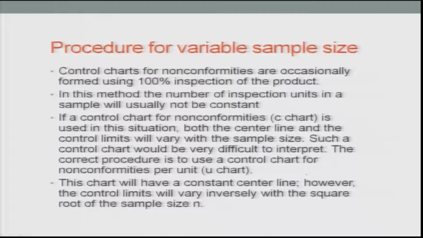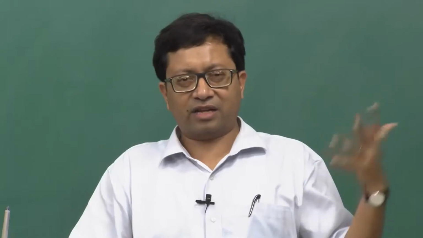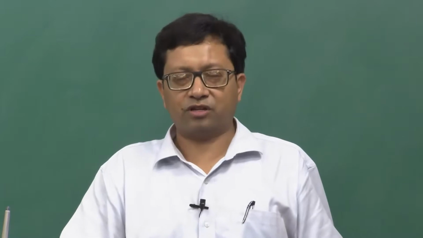As the sample size changes, obviously the central line and the upper and lower control limits would change, because the upper and lower control limits depend on the central line, based on which we will need to recalculate it. Such control charts would be very difficult to interpret because they are changing: the central line is changing, and the upper and lower control values are changing.